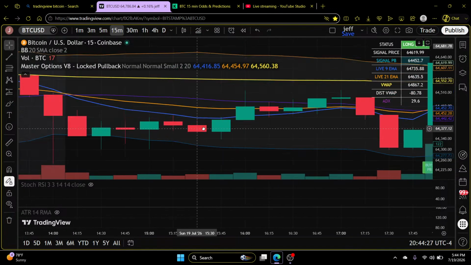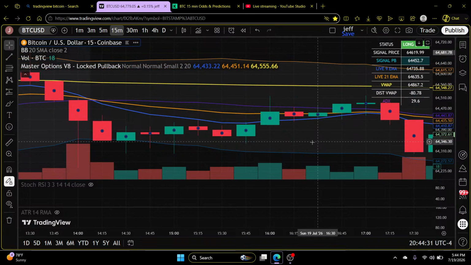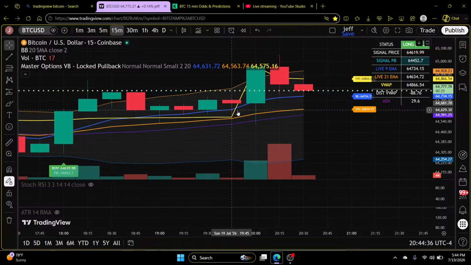And sometimes when they squeeze together, the market's not so chaotic. It's not so up and down. Usually it's a lot more clean. Like it looked up, up, up, down, down, up, up, up, down, down.